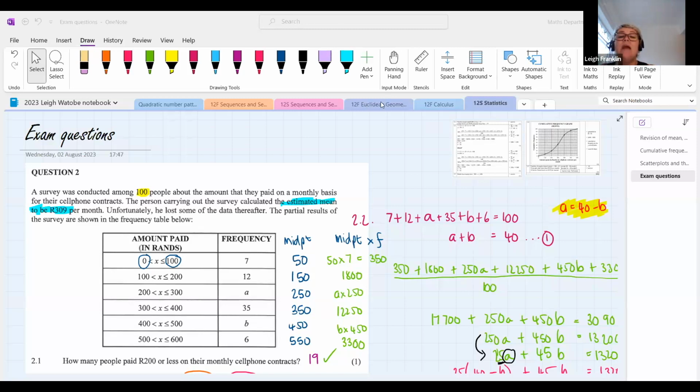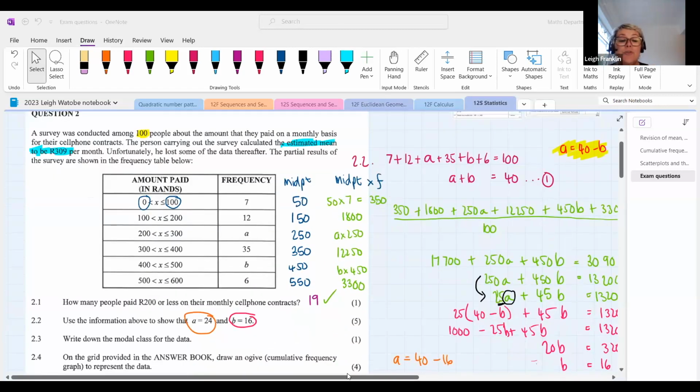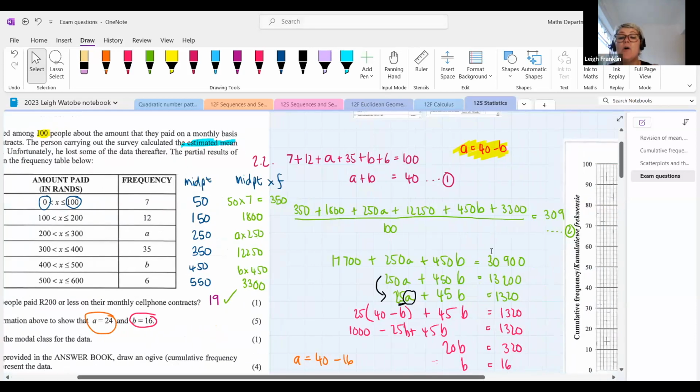Okay, Stokozile, I was just trying to make the numbers smaller. It's not necessary to do that. We would still get the same answer if I hadn't done that. I was just trying to make the numbers smaller and easier for us to work with. That's all. Okay, so you don't have to divide by the 10. You could have left it as 250A plus 450B equals 13,200. Okay.